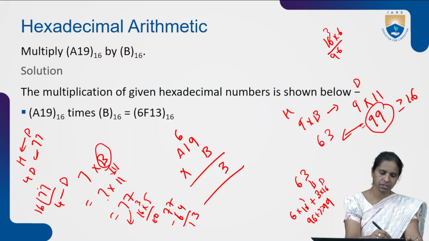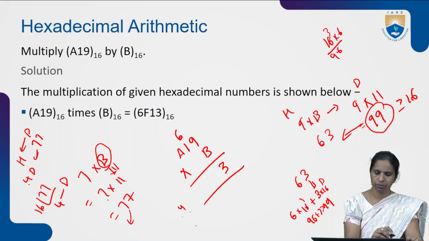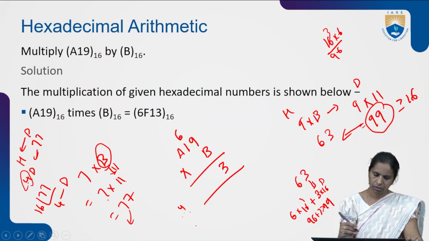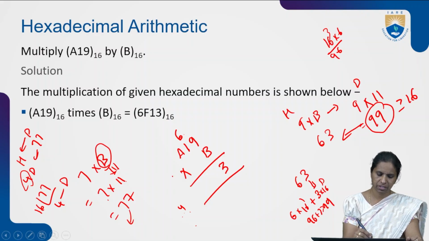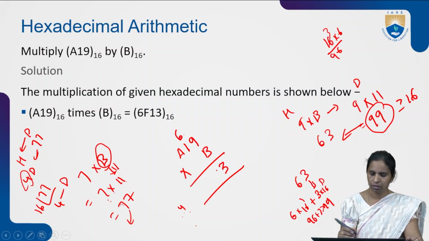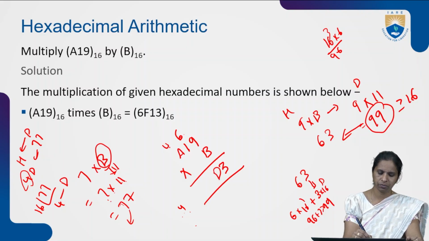4D is nothing but 4 into 16 power 1, that is 64, plus 13. And 13 is nothing but D. So 77 you are going to get. Therefore, 4D is here, and 4 is the carry. So 6 plus 1, 7, 7 into B. So 7 into B is nothing but 11 into 7, that is 77. 77 is nothing but D here, and you are going to get the carry as 4.